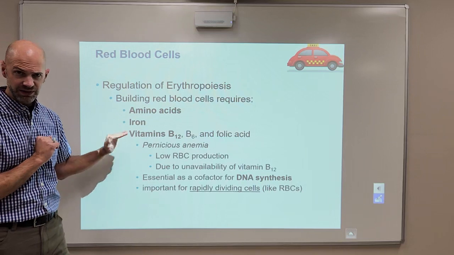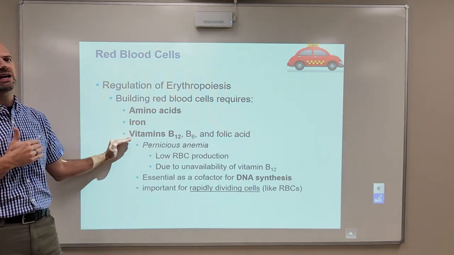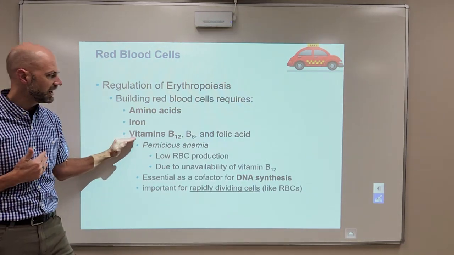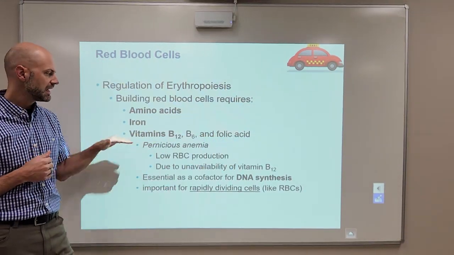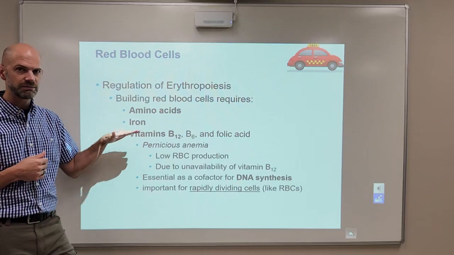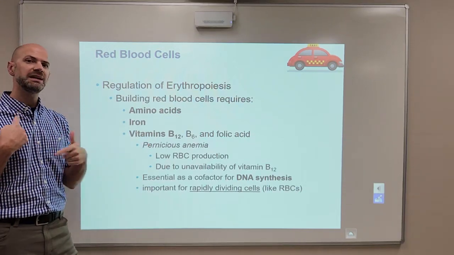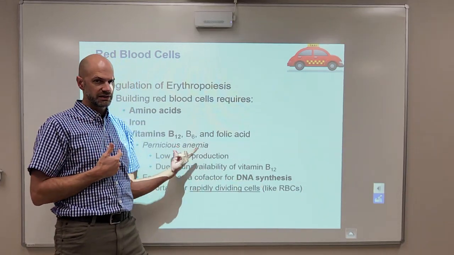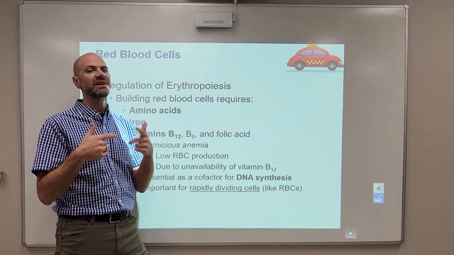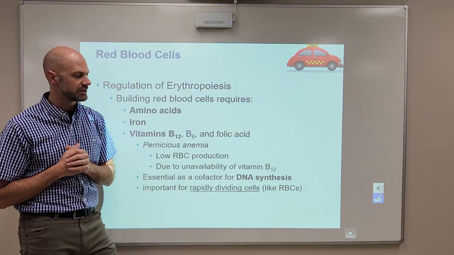And we need a very special cofactor called vitamin B12. Vitamin B12 and B6 and folic acid are also important. But especially the B vitamins are very important for rapidly dividing cells. DNA synthesis requires these cofactors. Rapidly dividing cells require these cofactors.